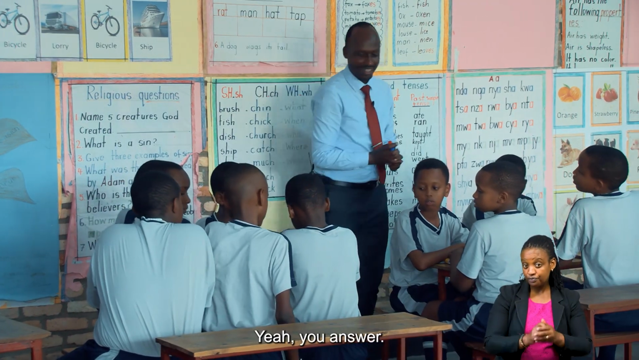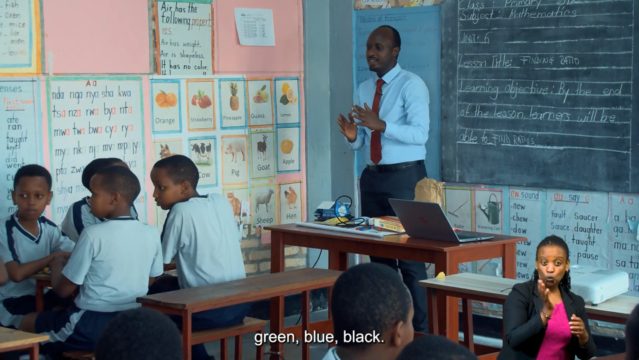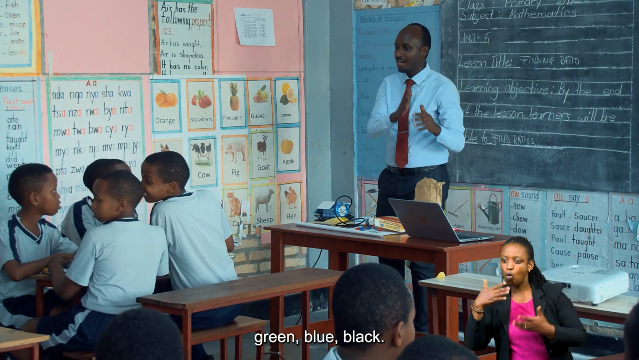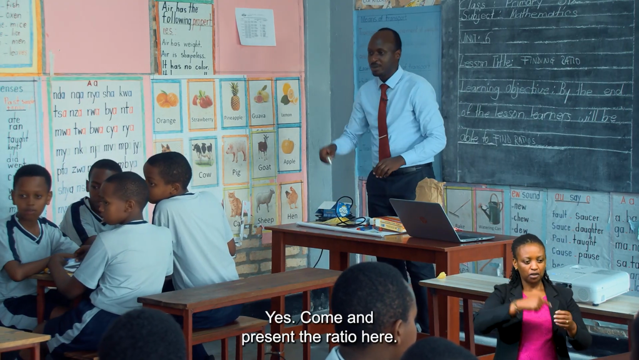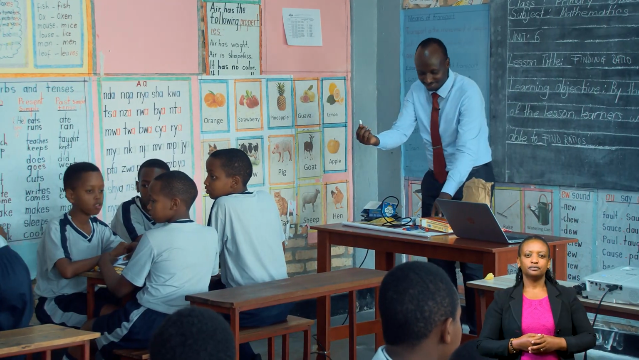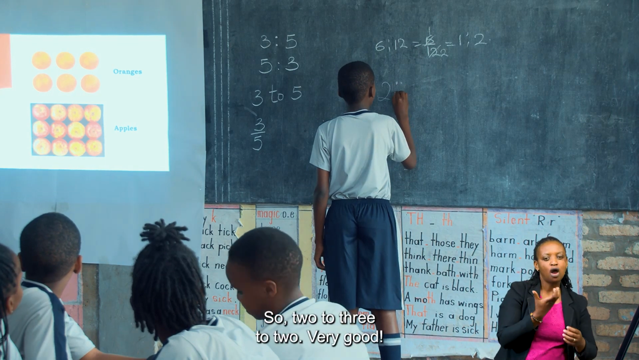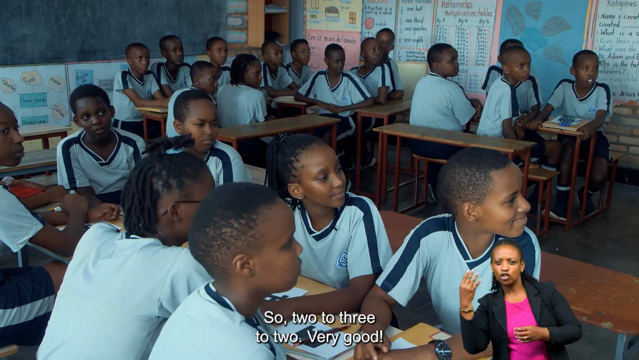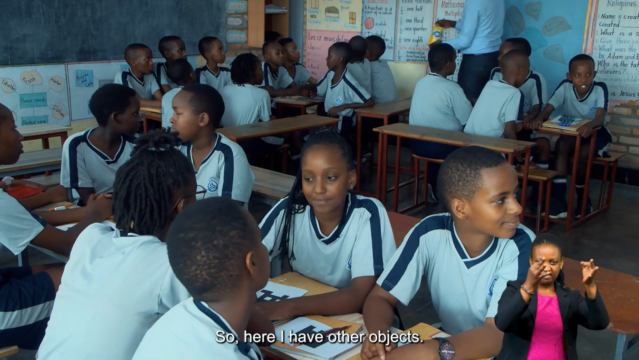Okay? Yeah, you answer. The ratio of green, blue, black. Green, blue, black. Okay? Yes. Come and present the ratio here. You count them and then present a ratio. 2 to 3 to 2. Very good. So here I have other objects.